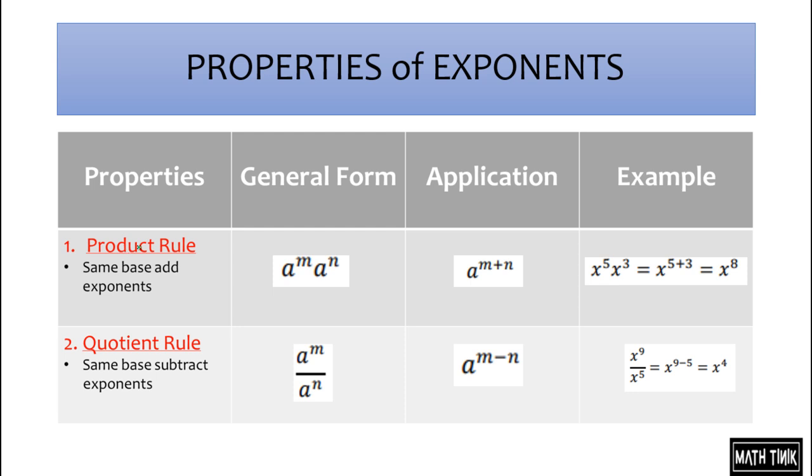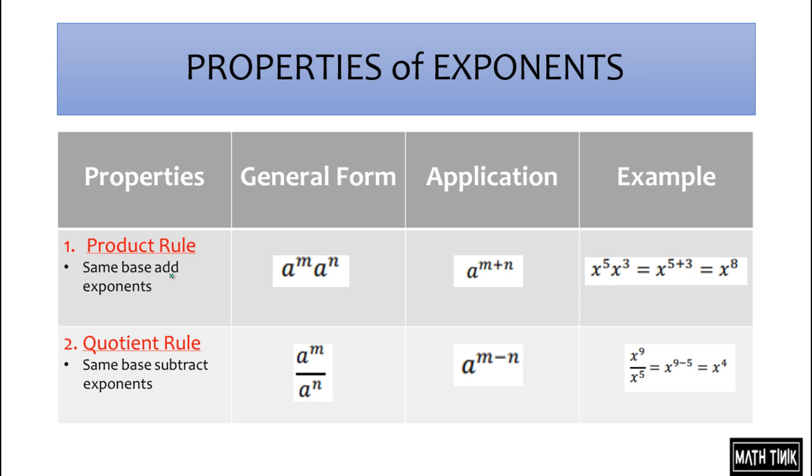number 1 property, which is what we call the product rule. Here we have the properties on this column. We have the general form on this column, we have the application in this column, and I prepared one example for each column. Again, there will be a series of videos wherein I will talk about each property and give you several examples. So number 1, we have product rule.